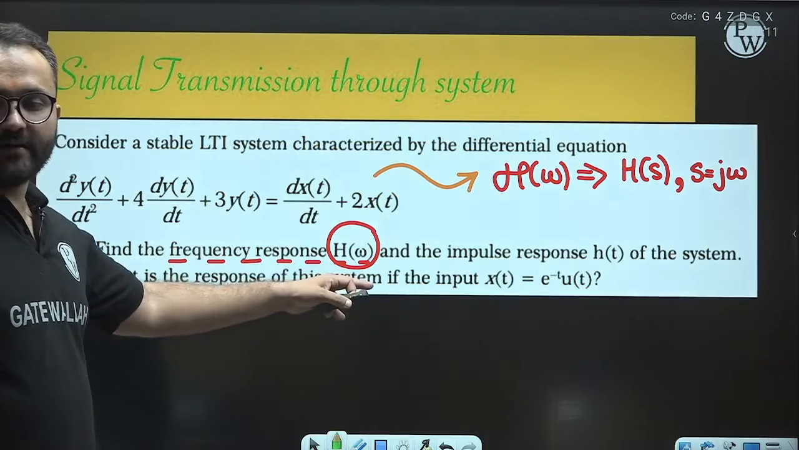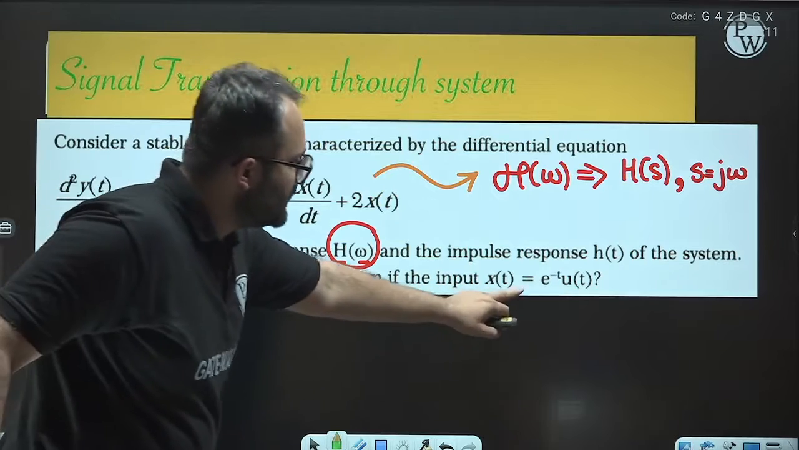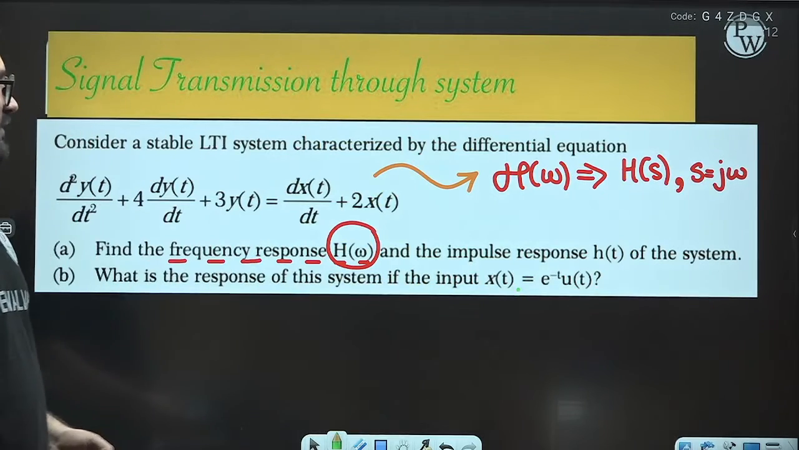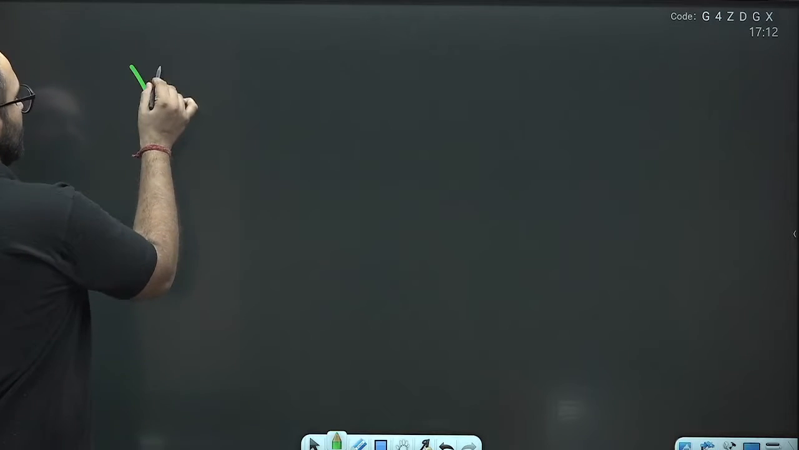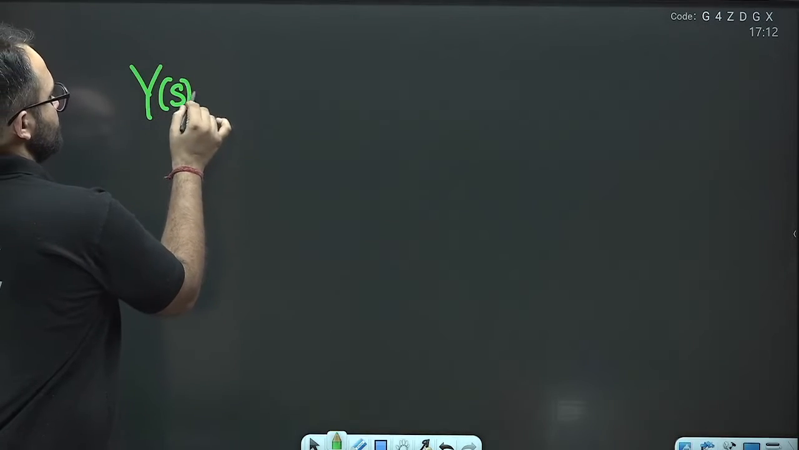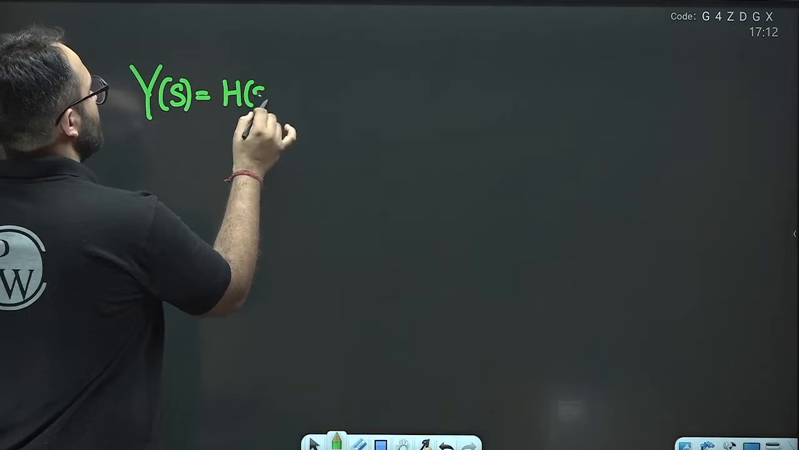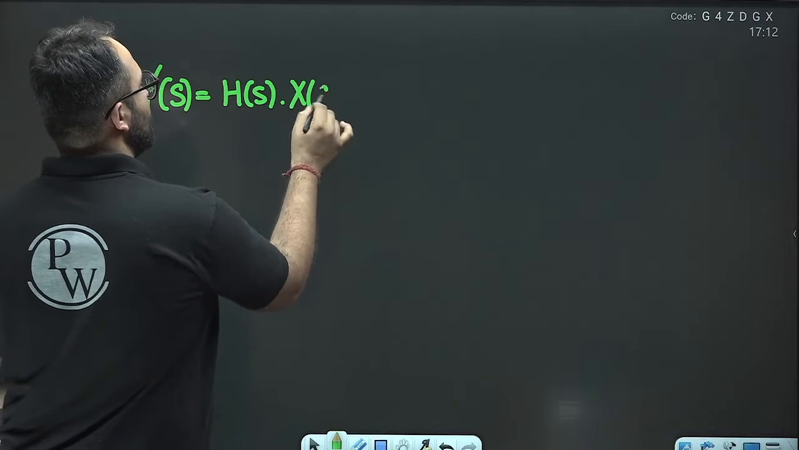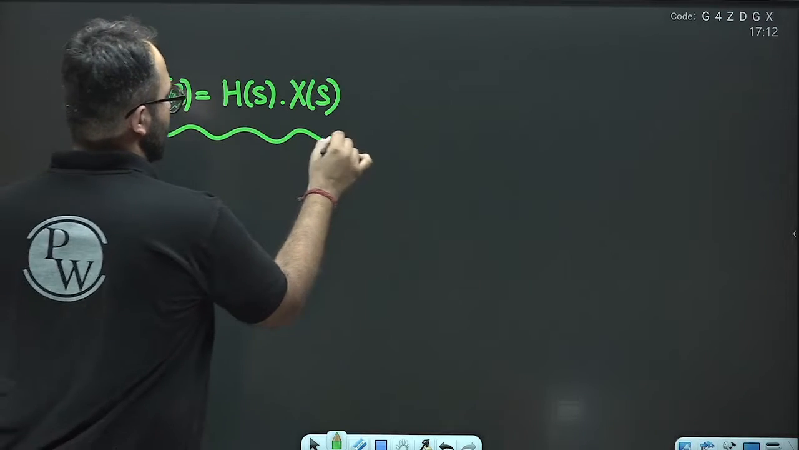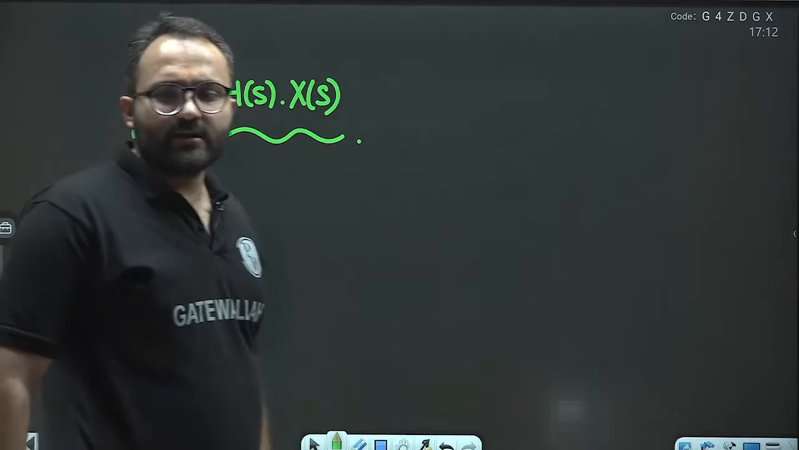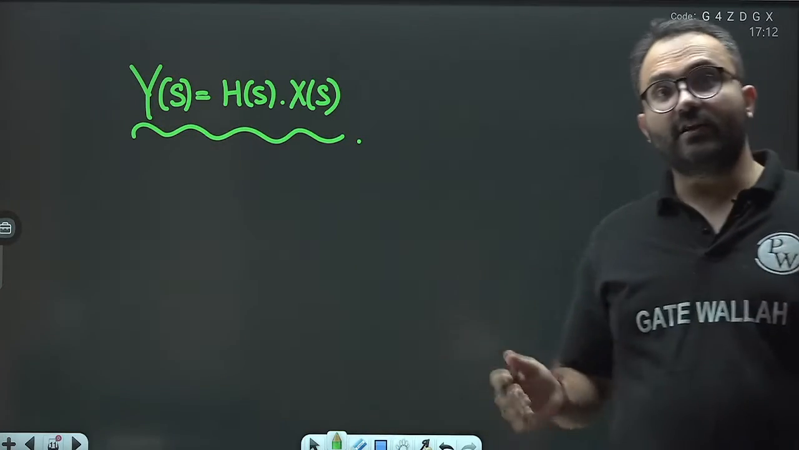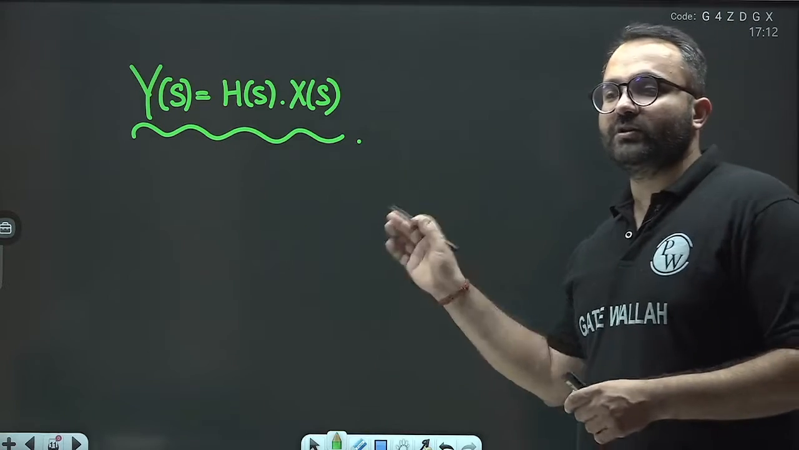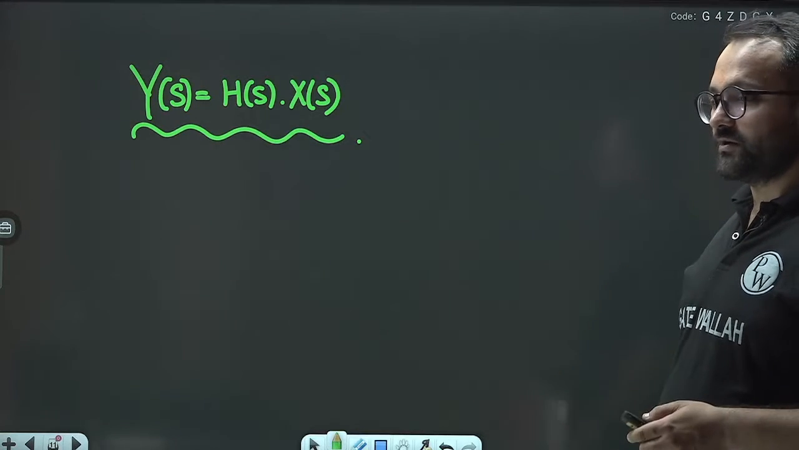Now, how to find out the output for this input? That is also very easy. You simply have to find out Y(s), H(s) into X(s), and you have to find out the inverse. That's it. So the only concept here is, whenever we are solving differential equations, always solve using Laplace. Never solve using Fourier transform.